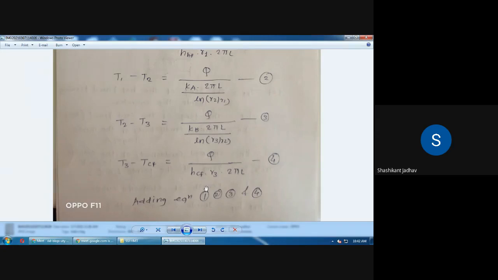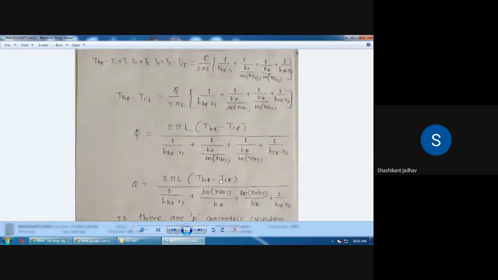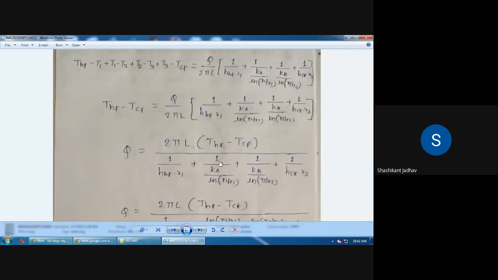Add करा ही equation 1 2 3 4. काय मिळेल बघा? So by adding these equations 1 2 3 4, THF minus T1 plus T1 minus T2 plus T2 minus T3 plus T3 minus TCF is equal to, we have to take Q by 2 pi L common from the right hand side terms. So what is the remaining term in the equation?